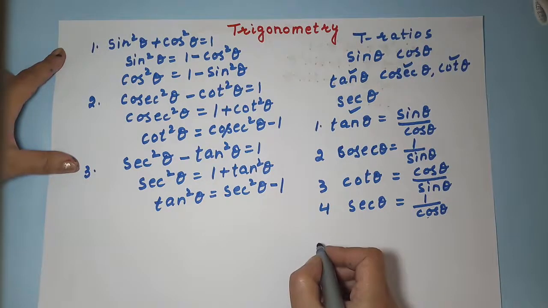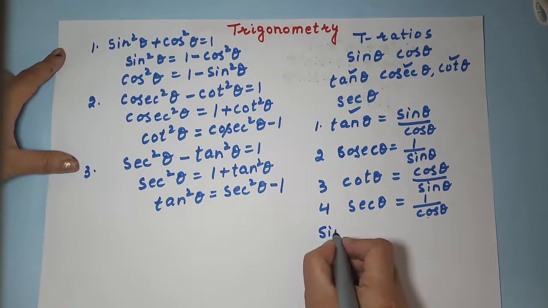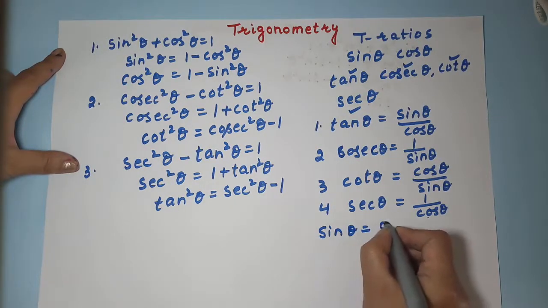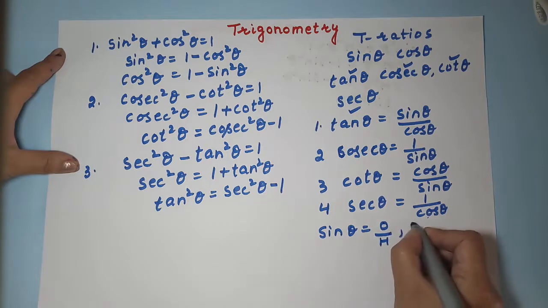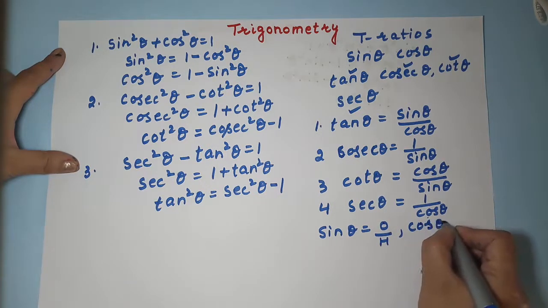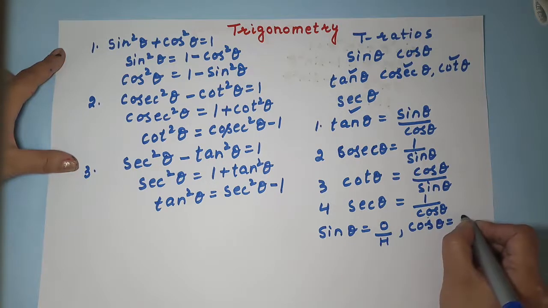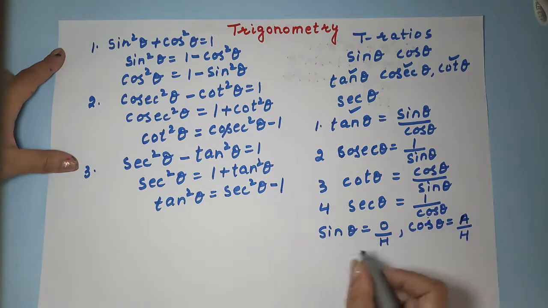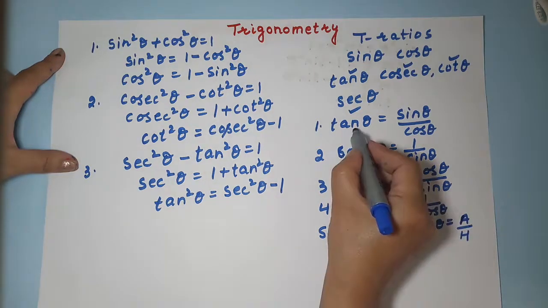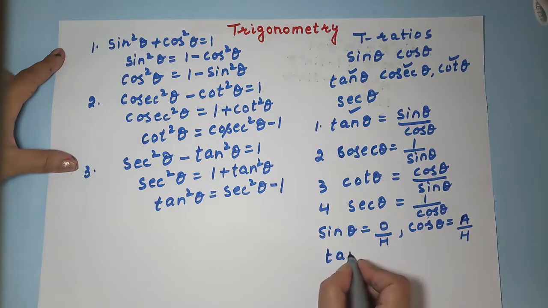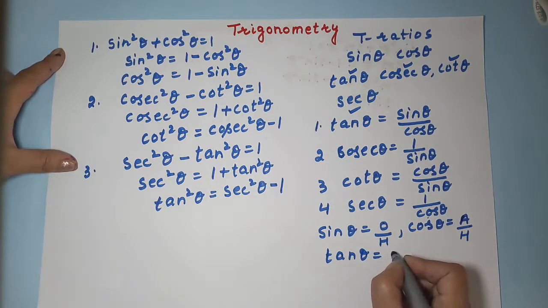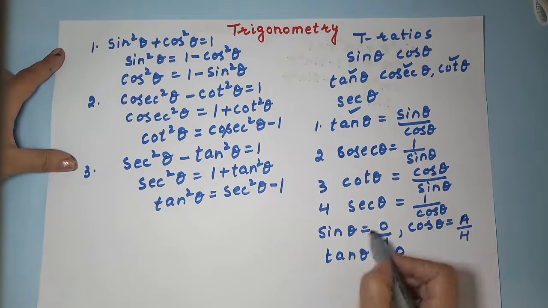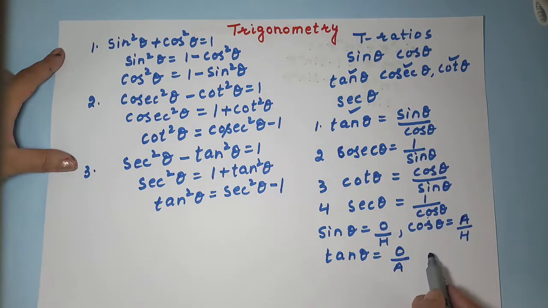Then how do we write this sine theta? That also we know. Sine theta is opposite upon hypotenuse. How do we write this cos theta? It is adjacent upon hypotenuse. Then depending upon this, you can find tan theta. Okay, tan theta, how do you write that in a right angle triangle? You write that as opposite upon adjacent. Now, if you know the values of these three, you can find the values of all others.